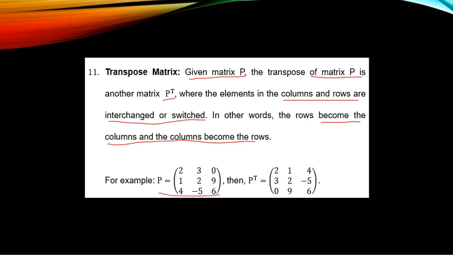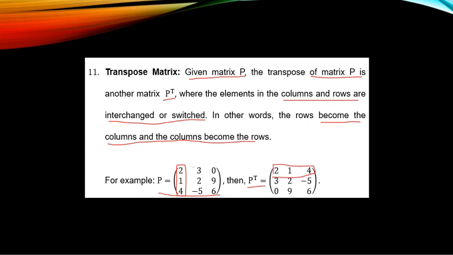3 rows, 3 columns. Now look at the transpose of P, P to the power of T. So this is the first row, and this is the first column. The first column, you have 2, 1, 4. If you change this first column to be the first row here, that is 2, 1, 4.